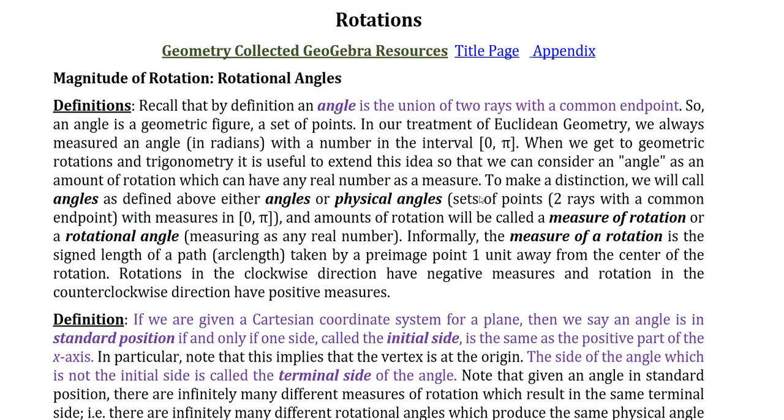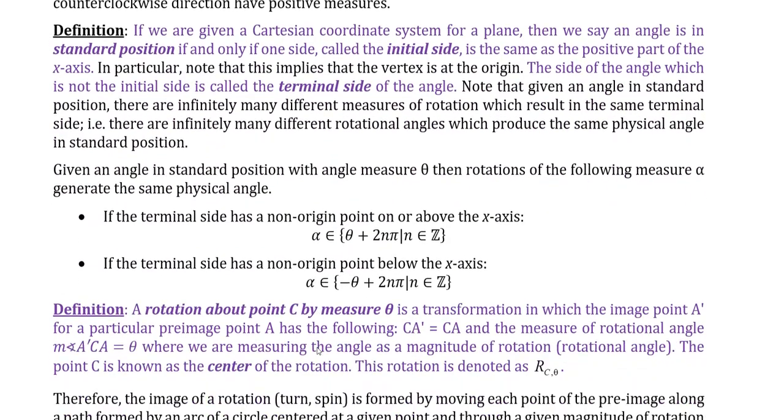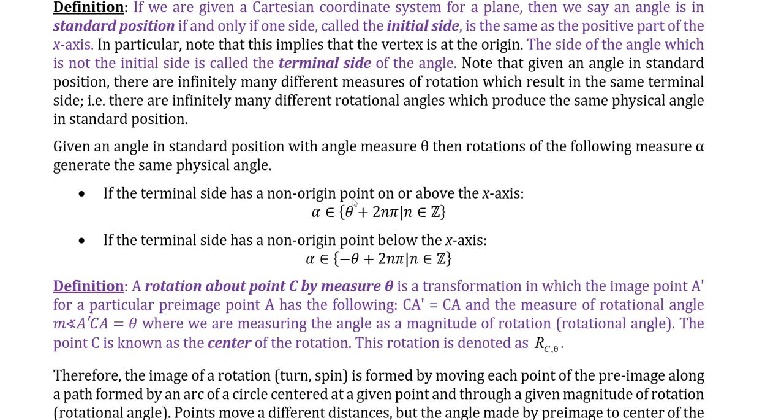Okay, so going back to here, we are defining a Cartesian coordinate system for the plane. An angle is in standard position if one side, called the initial side, is the same as the positive part of the x-axis and the vertex is the origin. The side of the angle which is not the initial side is called the terminal side, and you're thinking about this in motion, right? So if the terminal side has a non-origin point on or above the x-axis, then alpha can be theta plus 2n pi for n an integer, okay?